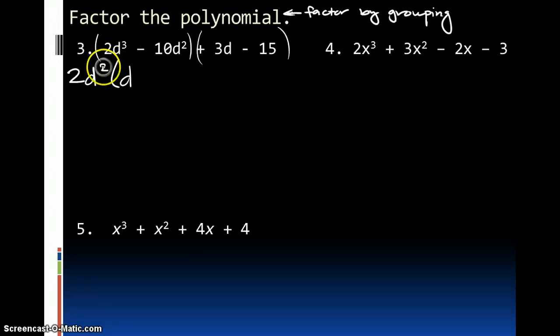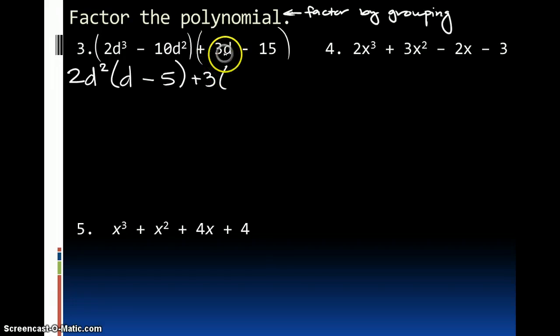I had 3 d's, I took off 2, I just have 1 left over, but we know we don't really write that 1 because it's not a good look. Minus 10 divided by 2, that's the bell, kind of irritating, is 5. And then I took all the d squareds out, so there's nothing left there. Now for these two, 3d and negative 15, they both have a positive 3 in common.